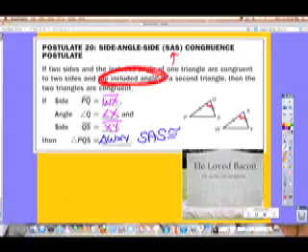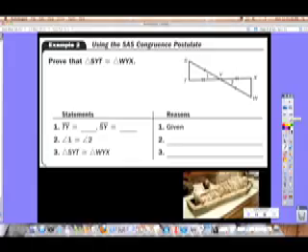Okay, pause, look at your picture. Guys, can we use side, side, side on this one? No, so it's got to default to side angle side because those are the only two we have, right? So where's that angle? How come? They're vertical angles. So these two technically are congruent because they're vertical angles. Okay, let's fill out the proof, see if we can figure it out.